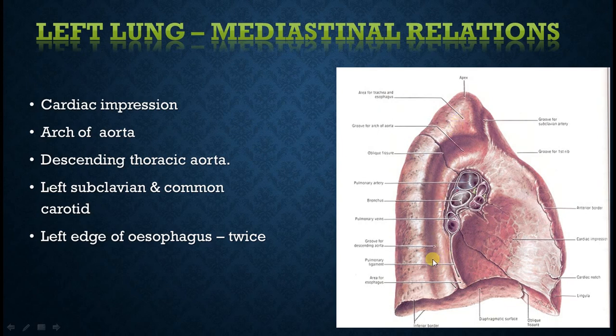Then below, in front of the descending thoracic aorta and behind the pulmonary ligament, between the pulmonary ligament and descending thoracic aorta, you again have an area for the esophageal impression. So twice, above and below. The esophagus deviates to the left twice and makes impression at two places. So: cardiac impression, arch of aorta, descending thoracic aorta, subclavian artery, then esophageal impression twice on the left lung.